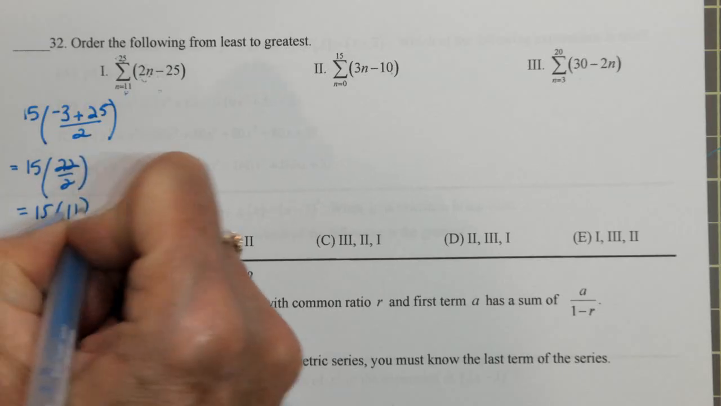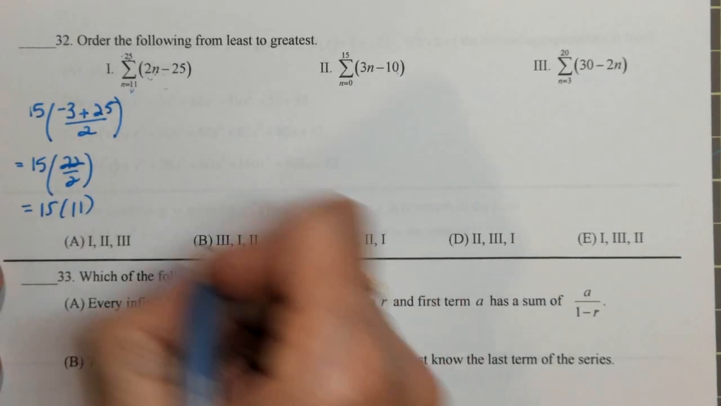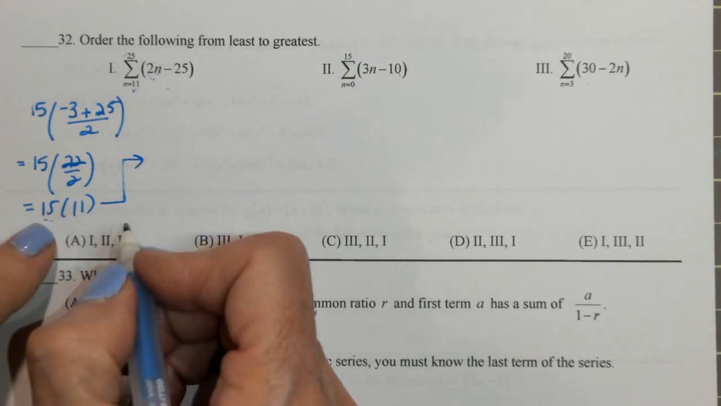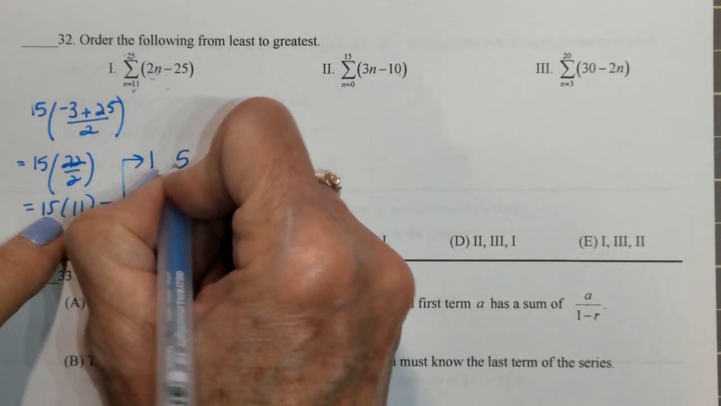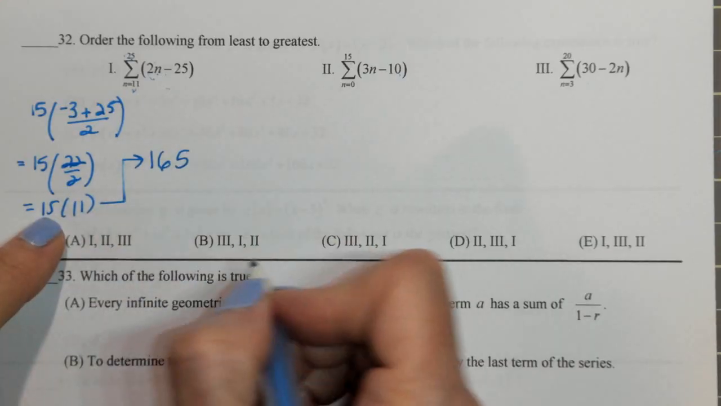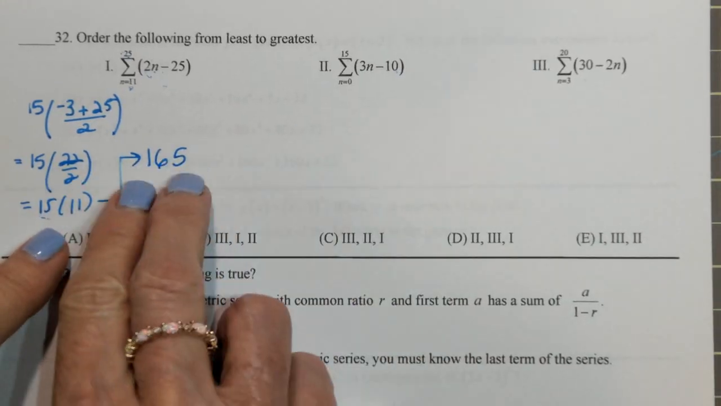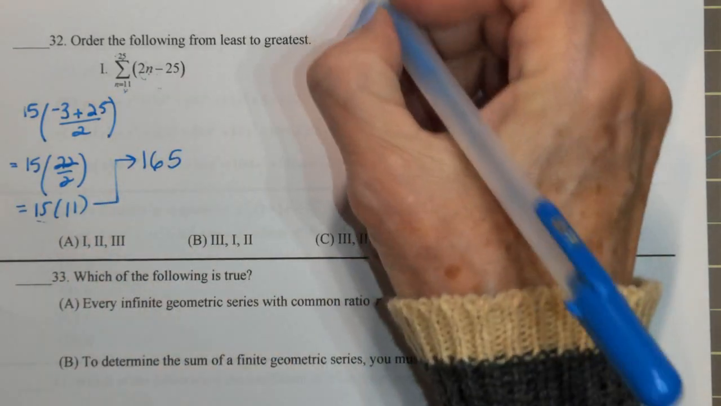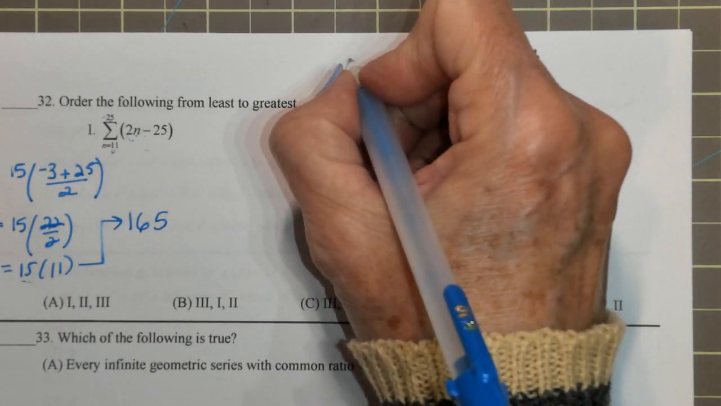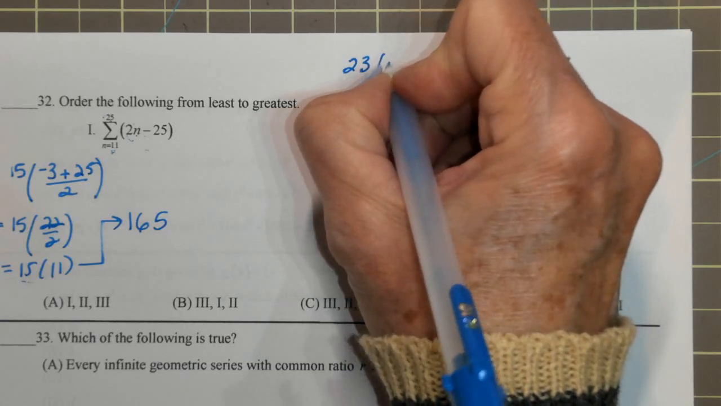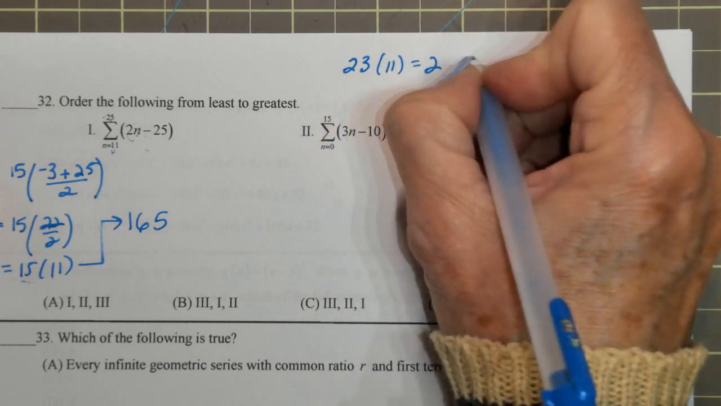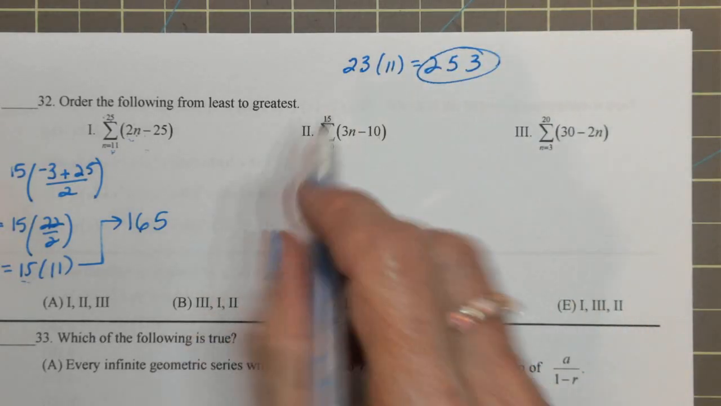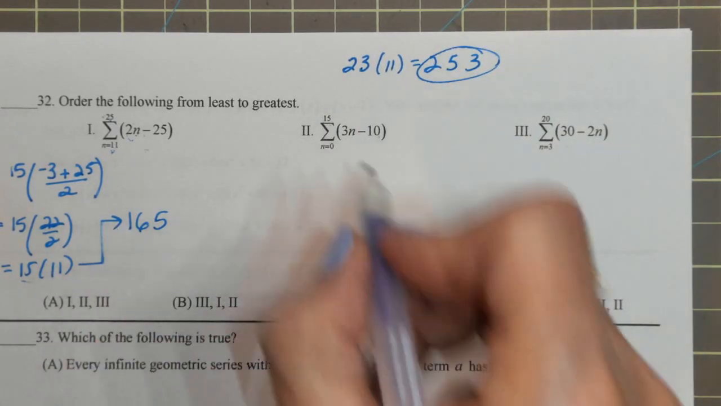15 times 11. Do you know the little trick for multiplying by 11s? Multiplying a 2-digit number by 11, take the 1 and the 5, split them apart, and add them together. It works every time. So if you had 23 times 11, 2, 3, 5, 253. Cute little trick. Alrighty, 165 there.